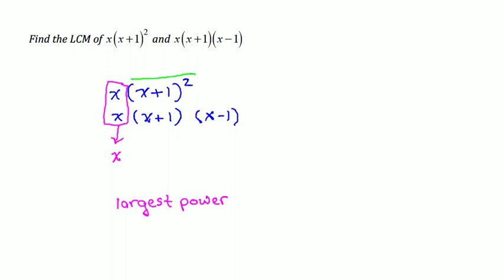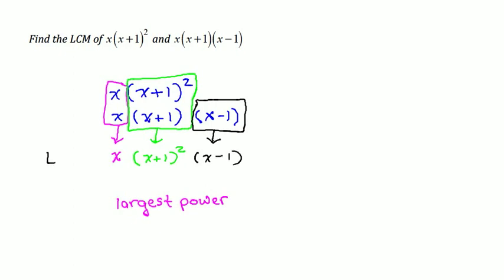Next, I look at the two factors of x plus 1. One of them is x plus 1 to the power 1. The other is (x plus 1) squared. So I'm going to take the largest power, which is (x plus 1) quantity squared, in my LCM. And finally, I'm going to look at the factor x minus 1, which doesn't really have any common factors in the other polynomial, so it just gets included by itself in the LCM. So putting all these together is how I get my LCM.